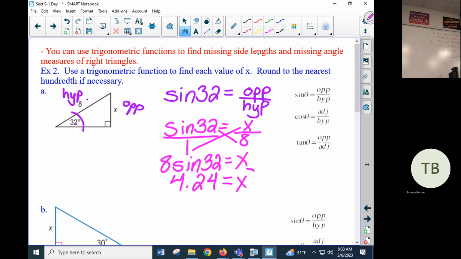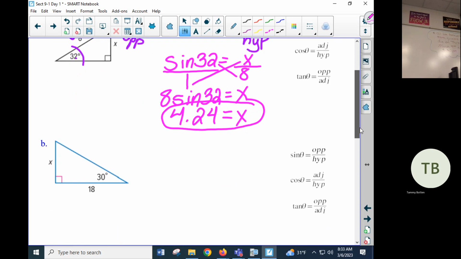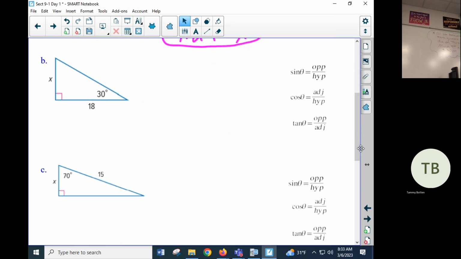And then you can kind of use your common sense, like the hypotenuse is always your biggest side, and that's 8. And so it does make sense for this to be like 4. If this number was bigger than 8, you did something wrong because your hypotenuse has to be the biggest. And a lot of times if you do something wrong, this is a super small decimal, less than 1, and that wouldn't happen. Okay. All right, so let's look at this one.